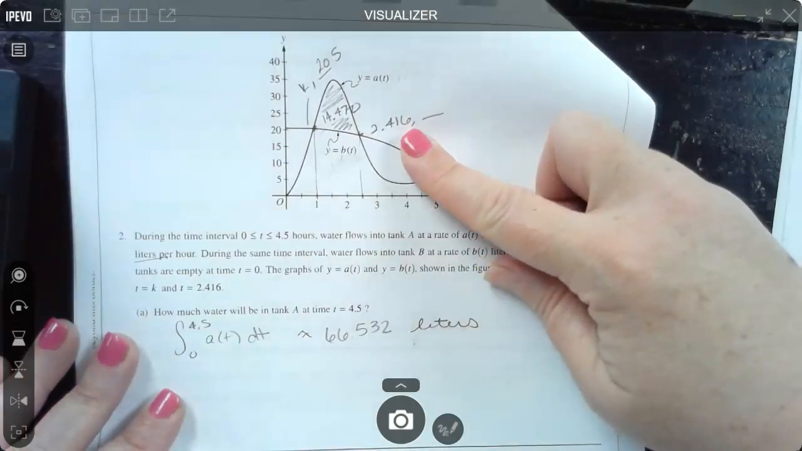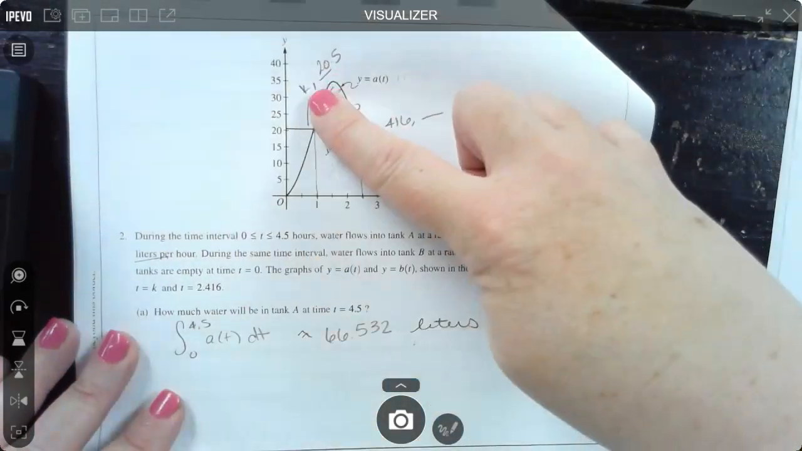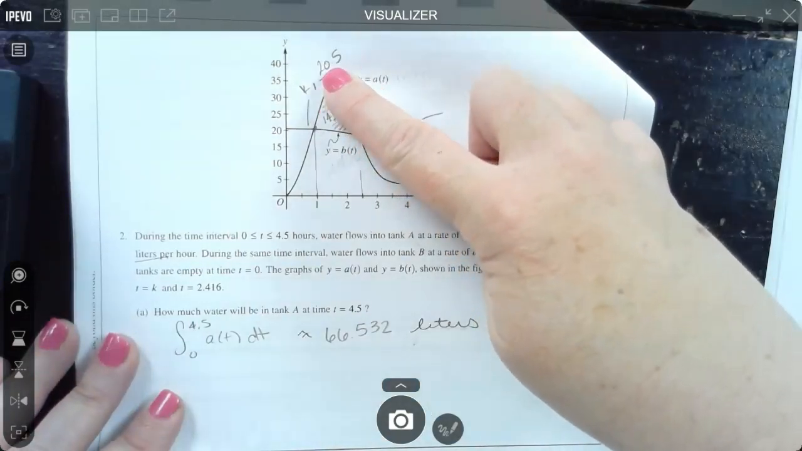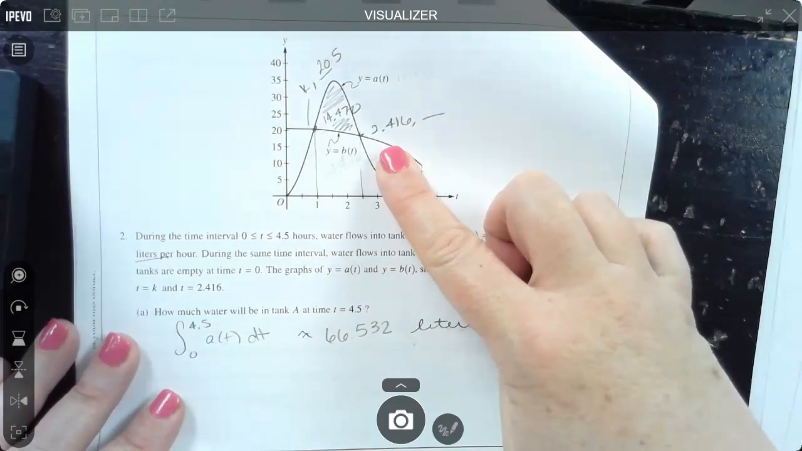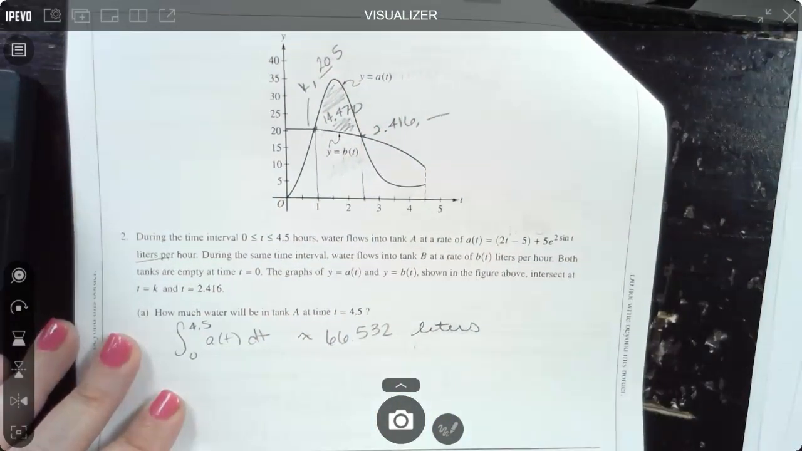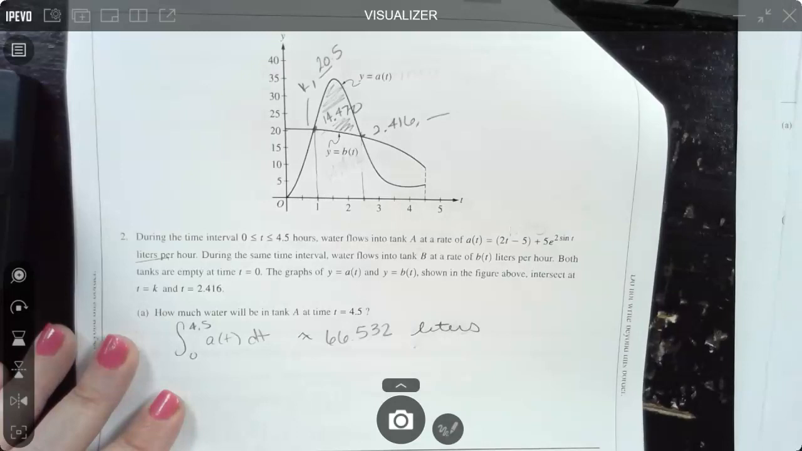I went ahead and labeled these because they gave me the intersection points. I know this is K. I had a blank here, so I must have figured that out in a later problem and went back and plugged it in. And this is 2.416 because they gave me those intersection points. I always come back to this picture to make notes on it as I go. So how much will be in the tank at time t equals 4.5? What I wanted to do was find A of t, the amount flowing into the tank.